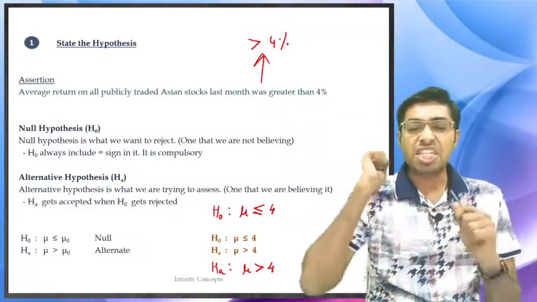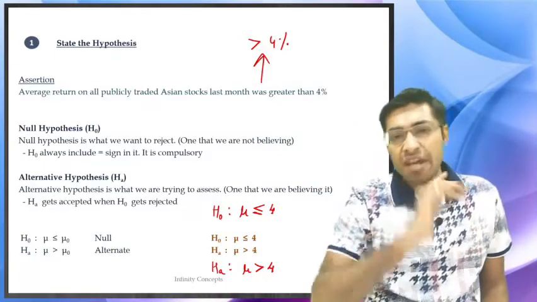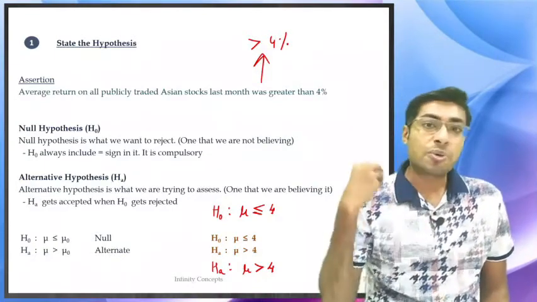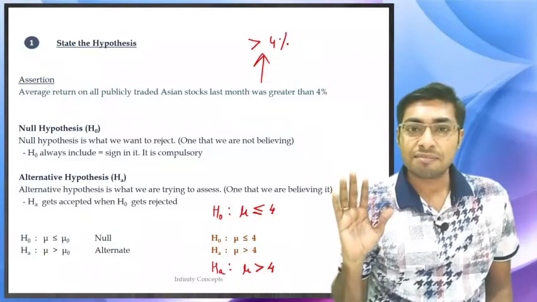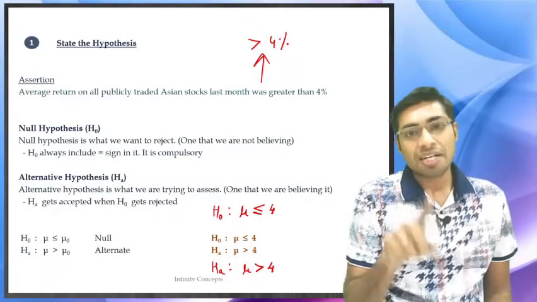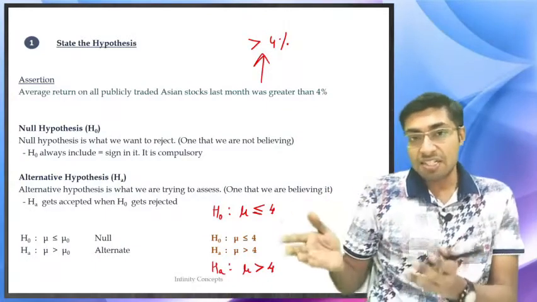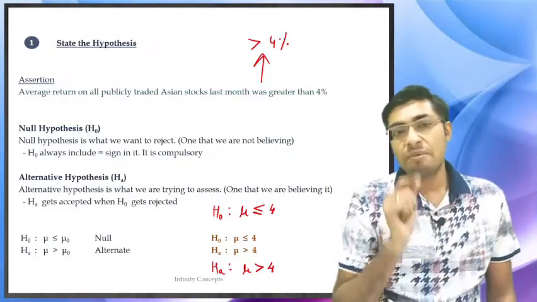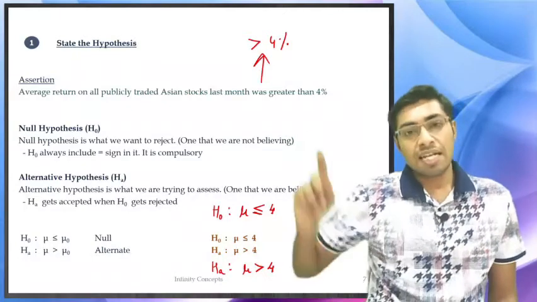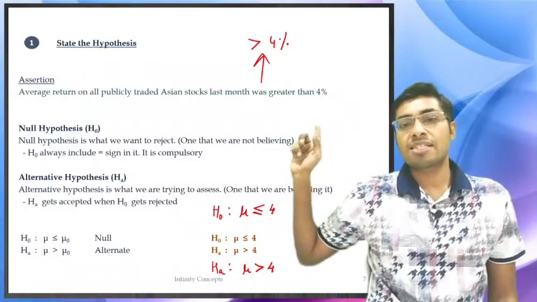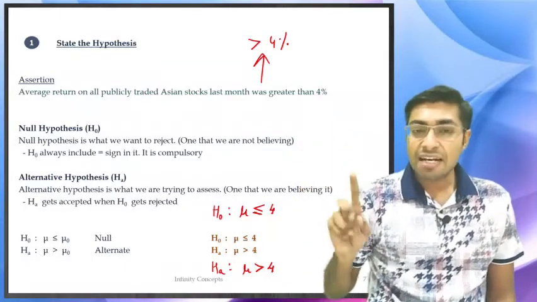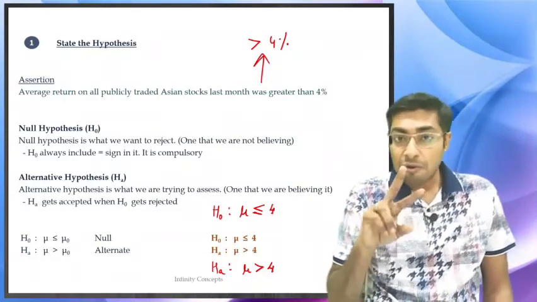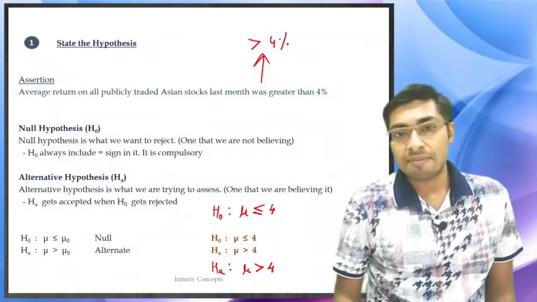When you reject the null hypothesis, you will be very happy. But if you do not reject the null hypothesis, if the test results are such that you fail to reject the null hypothesis, then you will be very sad, because then the statement that you have made is actually not correct. In reality, the statement should have been the opposite of that.